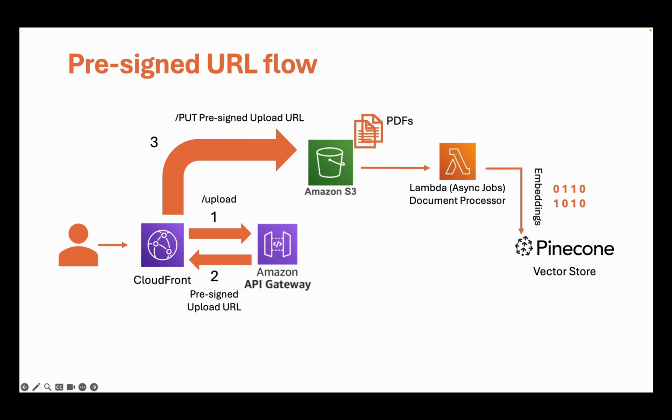Once the file lands in S3, the rest of the pipeline continues exactly as we tested earlier. S3 triggers Lambda, the document processor generates embeddings, and the vectors are stored in Pinecone. So this pattern allows us to keep the system efficient, scalable, and cloud native.